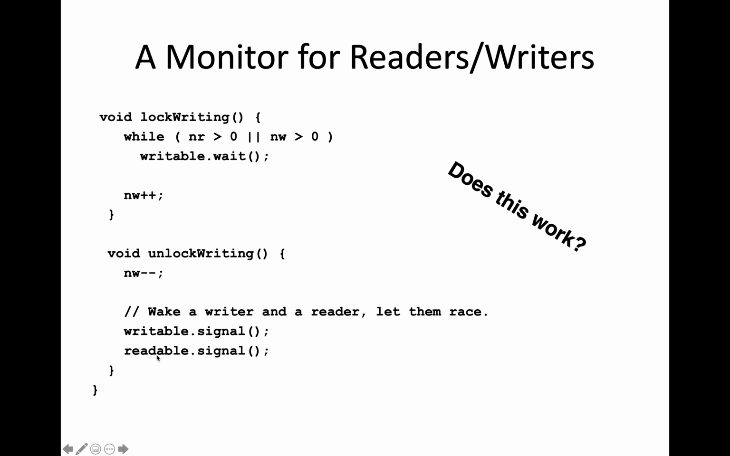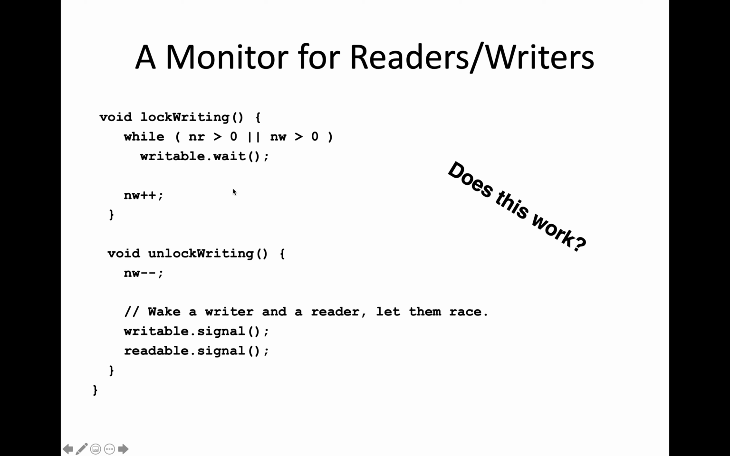So I wake up both types of threads. Maybe there was a waiting writer waiting after this one. If so, I'll give them a chance to try to acquire the object. Maybe there were some waiting readers. I'll wake up them and let them access the object. And then, kind of like it says, whoever gets there first is going to get access to the object.